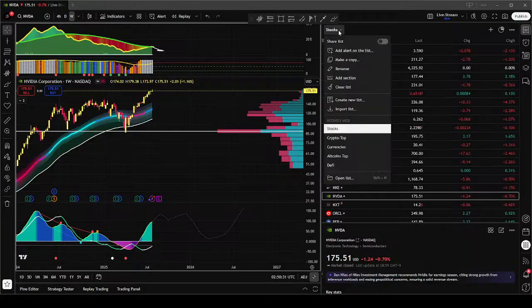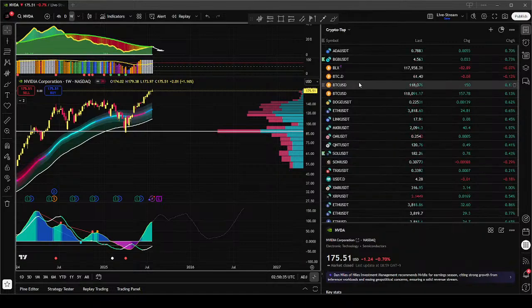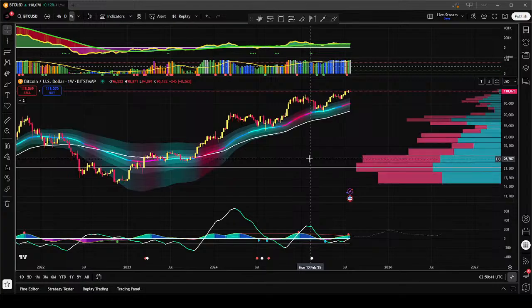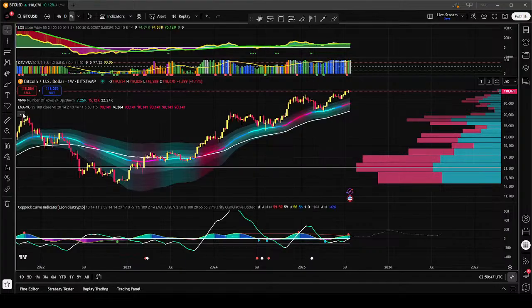Okay, now let's continue with the next section of this live stream, where I'm going to explain to you the new indicators and how to use them and how you can access them. So first of all, here, remember I showed you the moving average. It's an exponential moving average here.